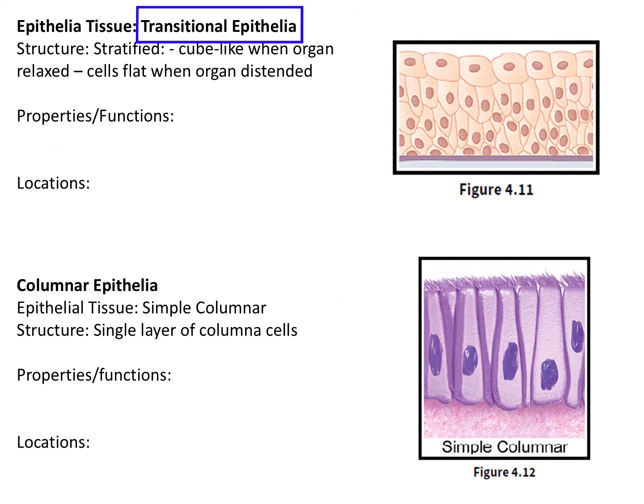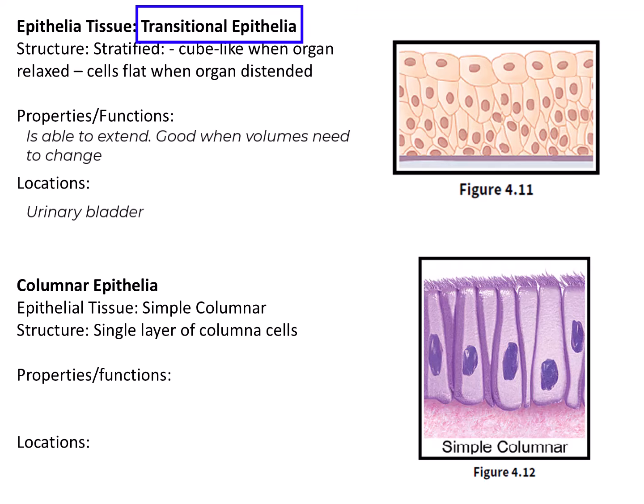Next up is transitional epithelium. This type of epithelium contains cells that can change shape when stretched. So when the organ is relaxed, the cells are cube-like, and when the organ is stretched, the cells will flatten out so it's able to extend. This type of epithelium is in organs where volumes need to change. We find transitional epithelium lining the urinary bladder.